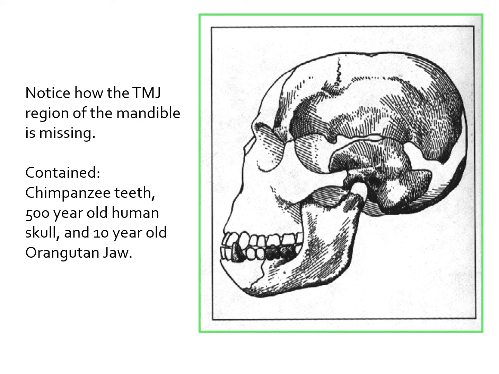So when you look at the Piltdown skull overall, you have some chimpanzee teeth contained in there. You also have a 500-year-old human skull. That's the top part of the skull. And then you have a 10-year-old orangutan jaw that had been doctored to look like it was ancient. They went so far as to actually paint it to make sure that it looked old.